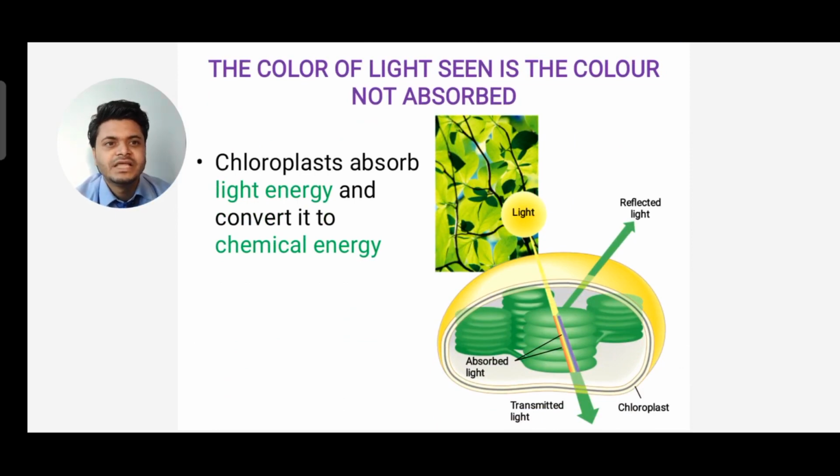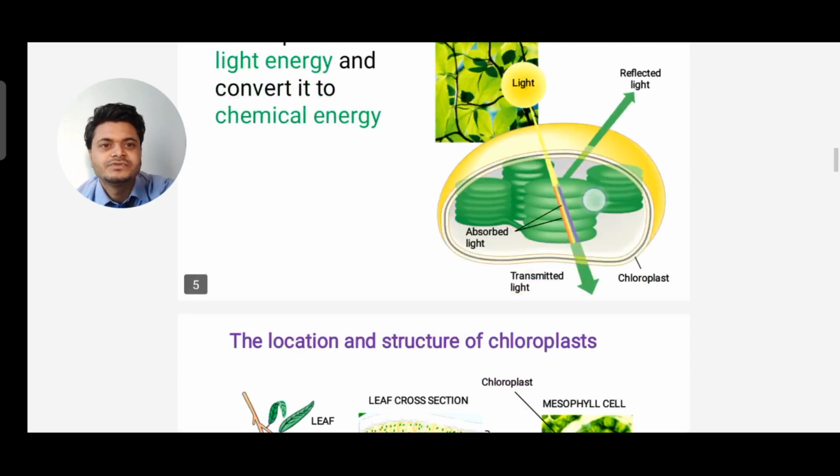Next, the color of light seen is the color not absorbed. So chloroplast absorbs light energy and converts it into chemical energy. Understood? So what is the function of chloroplast? Chloroplast absorbs light energy and converts it into chemical energy. You can see the light is being reflected in the thylakoids, and the groups of thylakoids are called grana. Light energy means sunlight, and it is converted into chemical energy, that is glucose, C6H12O6.